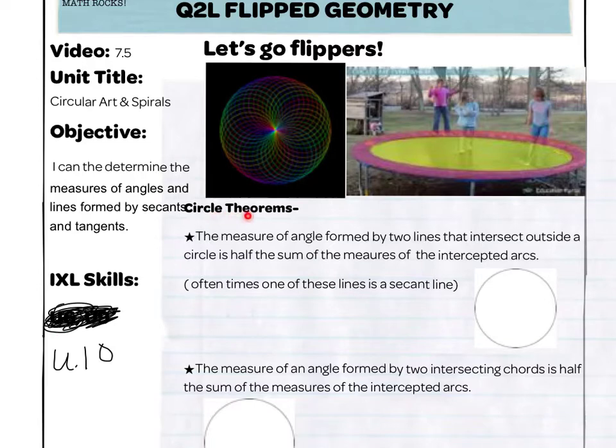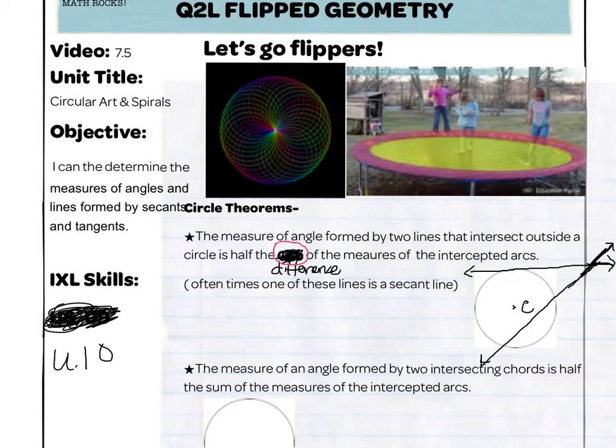So we're going to look at some circle theorems, and the first circle theorem we want to talk about says the measure of an angle formed by two lines that intersect outside of a circle is half the sum of the measures of the intersected arcs, okay? So let's actually look at those measurements. Okay, so really quickly, I need you to change a word. Here, this word before was sum, but that word should be difference, okay?